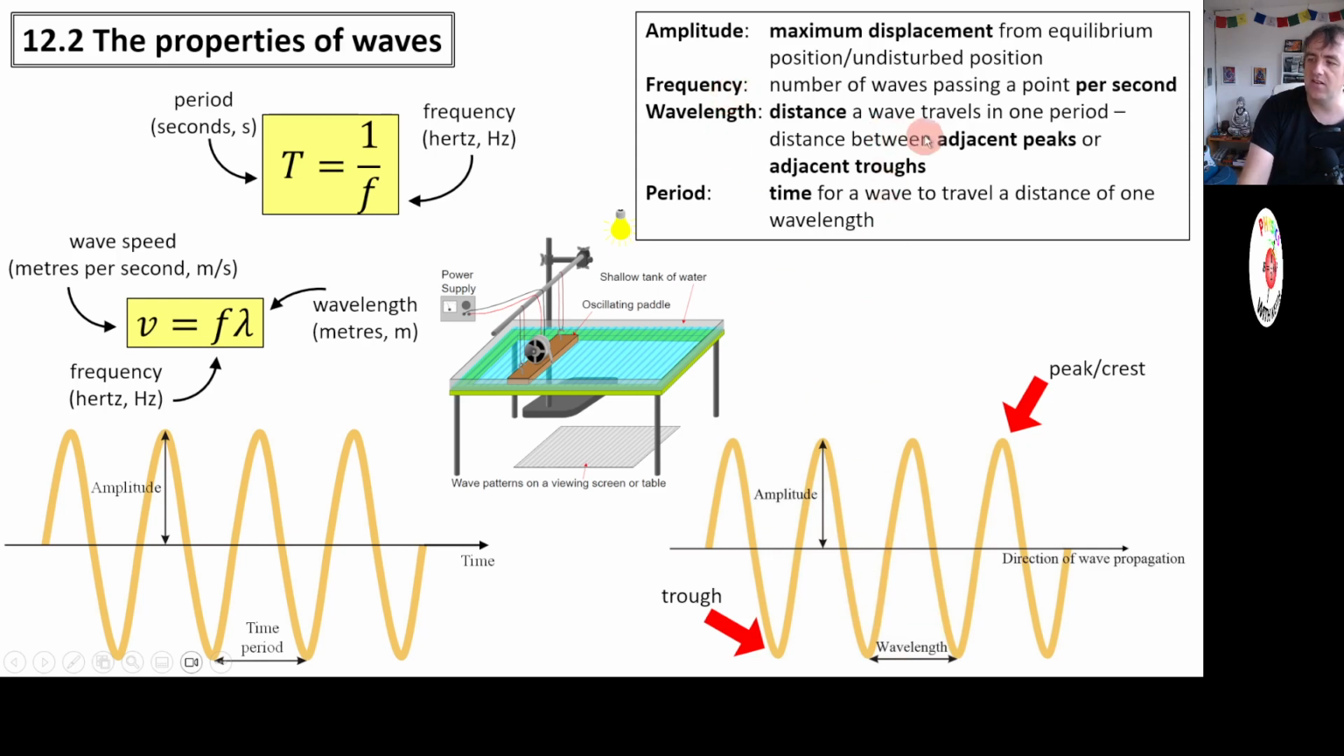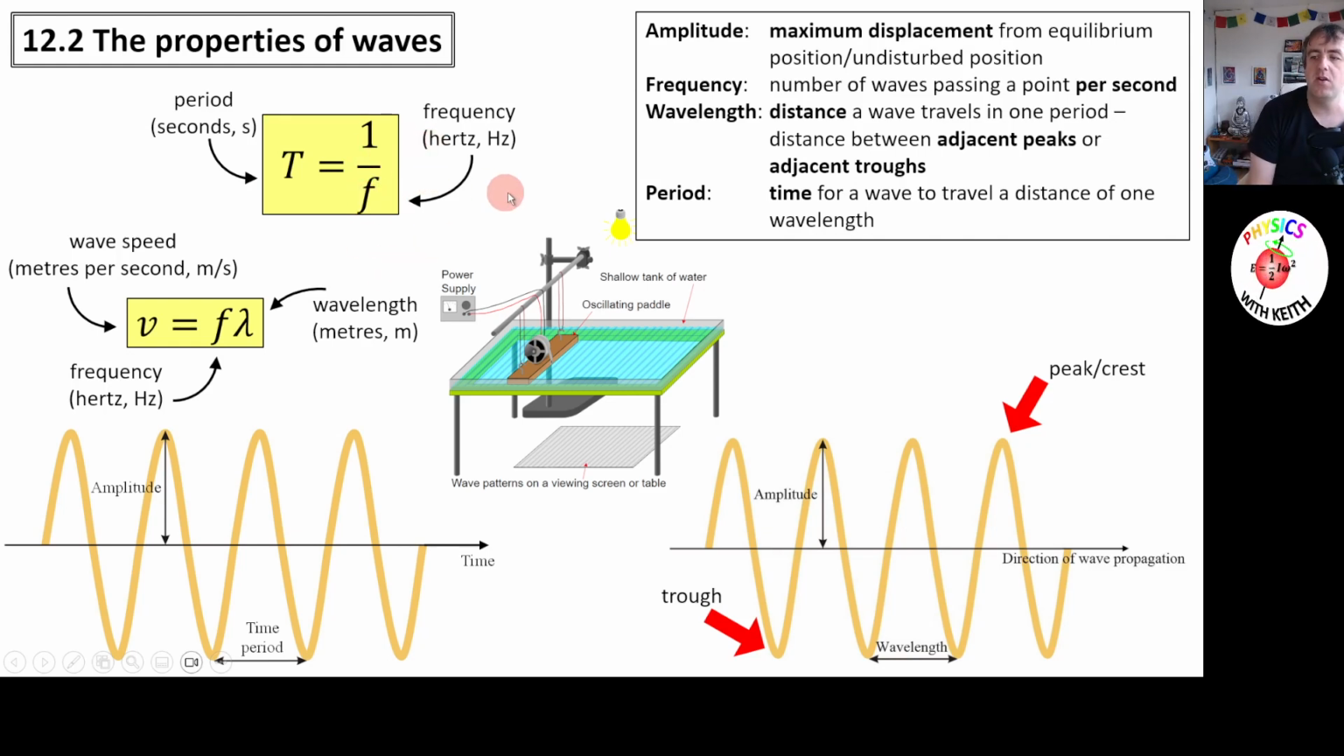Wavelength, we've defined, is the distance a wave travels in one period, where a period is the time it takes for the wave to travel one wavelength. So those two are linked together. But another way of describing the wavelength is the distance between adjacent peaks, or the distance between adjacent troughs. So the period is another way of saying the time it takes for a wave to travel one wavelength. It is also calculable. You can calculate the period as the reciprocal of the frequency.